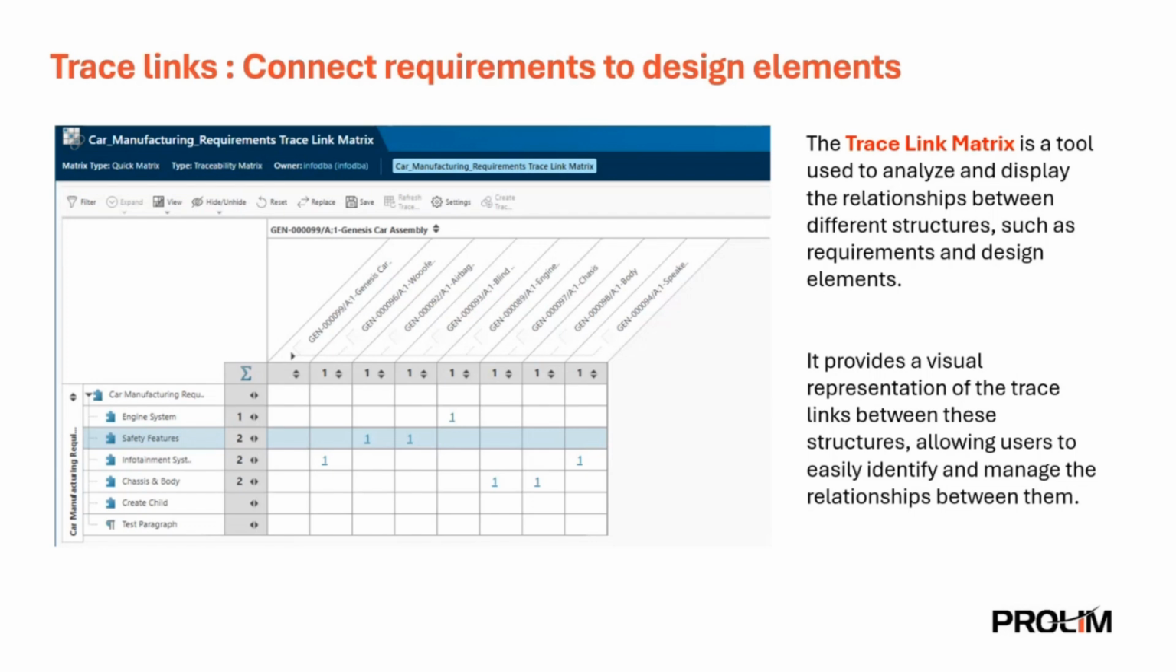So the trace link matrix is used to establish traceability, analyzing the requirements, identifying gaps, inconsistencies, and redundancies in requirements, managing the complexity. It visualizes the relationships between requirements and the system models, making it easier to manage complex systems and ensure that all requirements are met. Now let's see how to create a trace link matrix in Teamcenter.